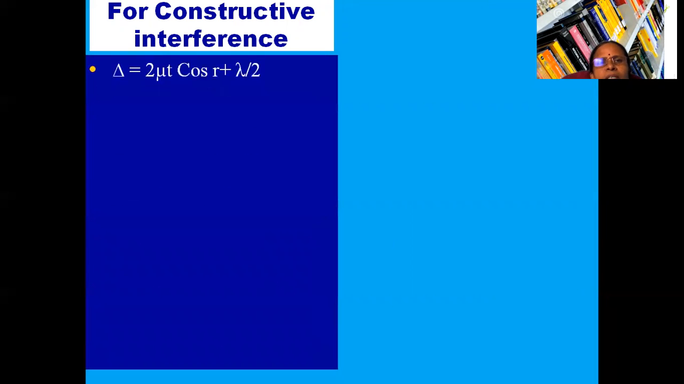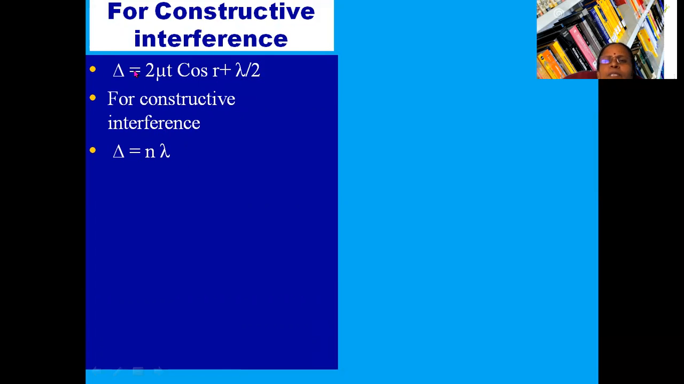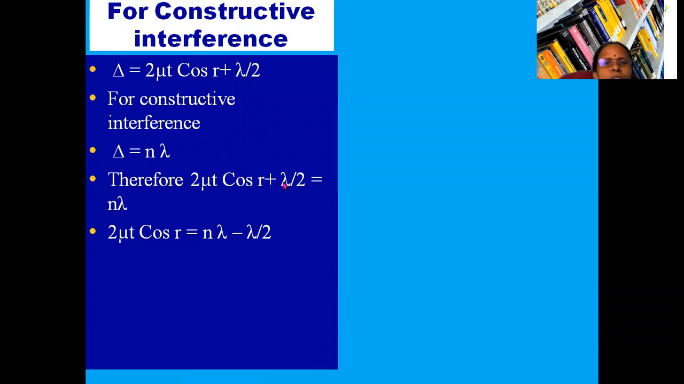Now, we know that there are two types of interference, constructive interference and destructive interference. And we know by the theory of interference, for constructive interference, the path difference must be equal to n lambda. And what is our calculated path difference? That is equal to 2 mu T cos R plus lambda by 2. And therefore, these two must be equal. Therefore, for constructive interference, 2 mu T cos R plus lambda by 2 must be equal to n lambda.